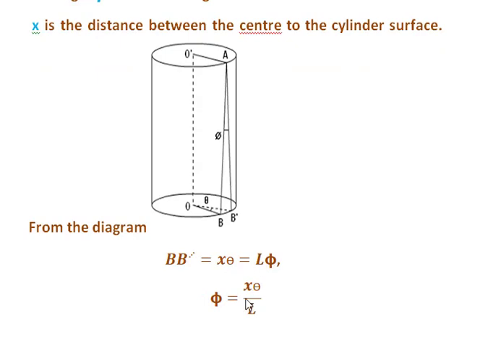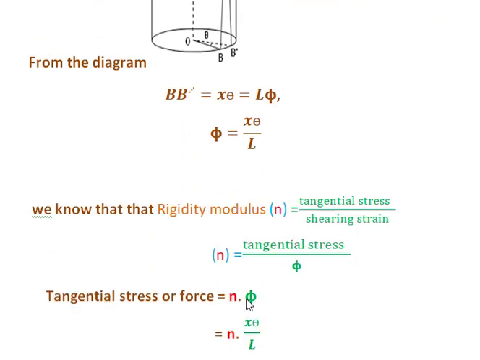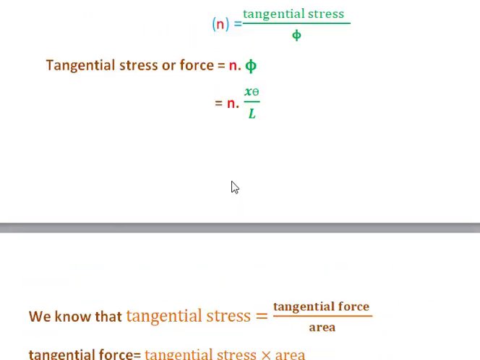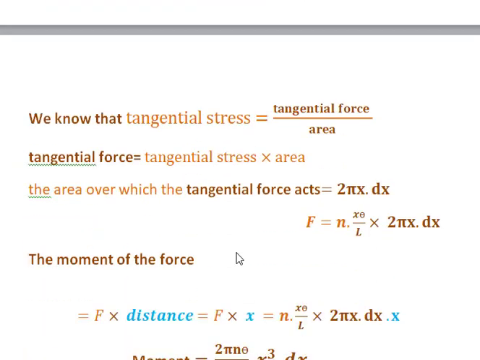From this, phi is equal to x theta by L. We know that the rigidity modulus is equal to tangential stress by tangential strain. The strain is nothing but phi here. Cross multiplying, the tangential stress is equal to rigidity modulus into phi. We know the value of phi. Substituting and simplifying, we get the tangential stress is equal to n x theta by capital L.